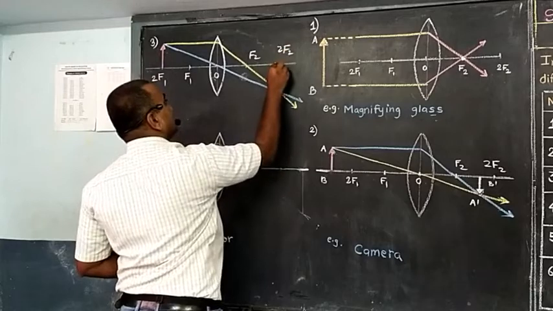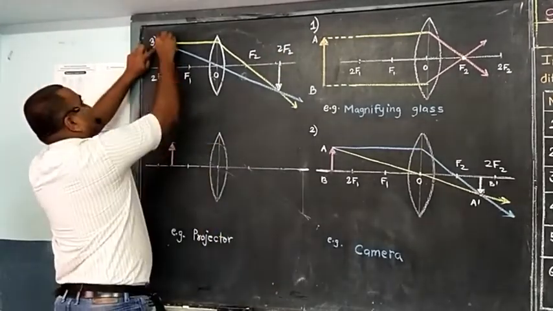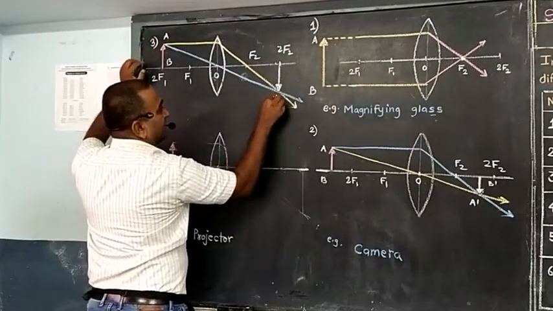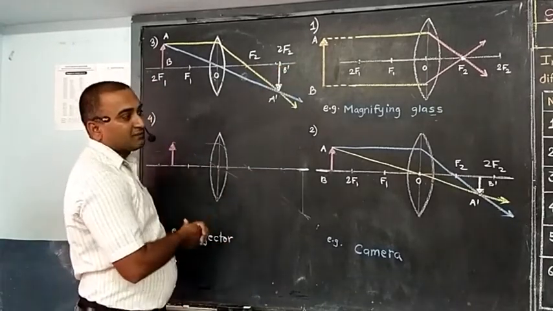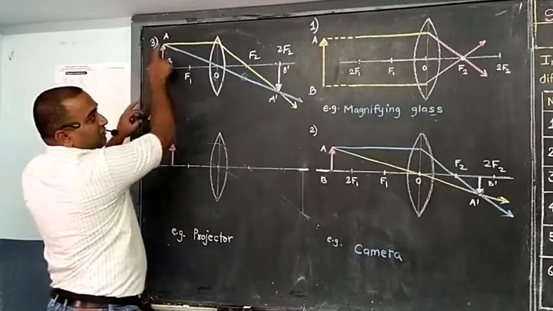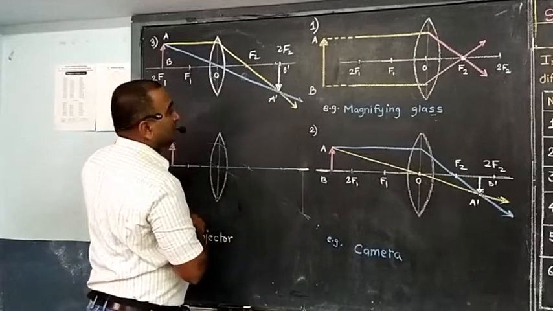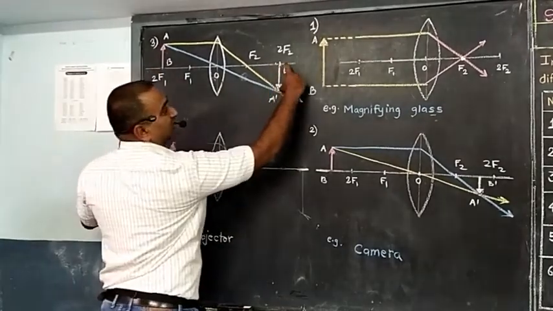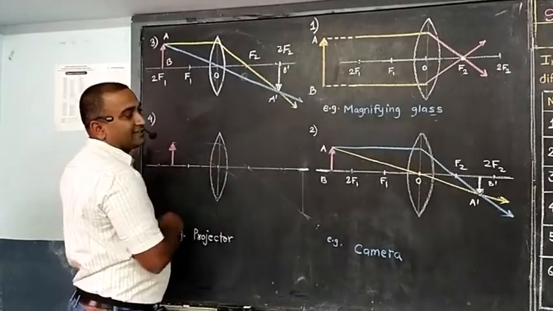Where exactly is the image? At 2F2. Here the side is A, this one is B. So A will come down, so it is A dash, and this one is B dash. So see, how is it? The object is at 2F1. Then the image we get exactly at 2F2. Then what is the size of the object? The same size we get here. And the nature is real and inverted.